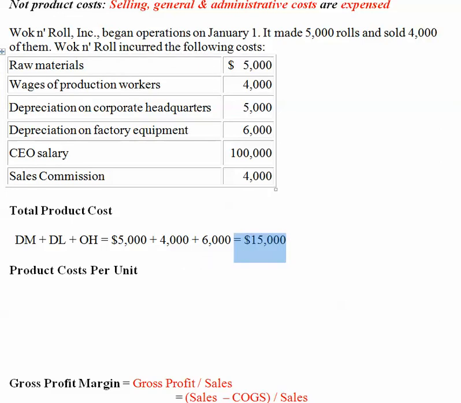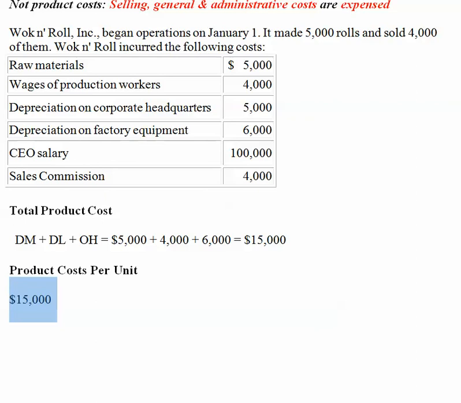So to get the actual cost per unit, you're going to take that total cost. Then you have to divide it by the number of units made, in this case, not the 4,000 that you sold, but the total that was made using all of these dollars. So you come up with then a $3 cost per roll.